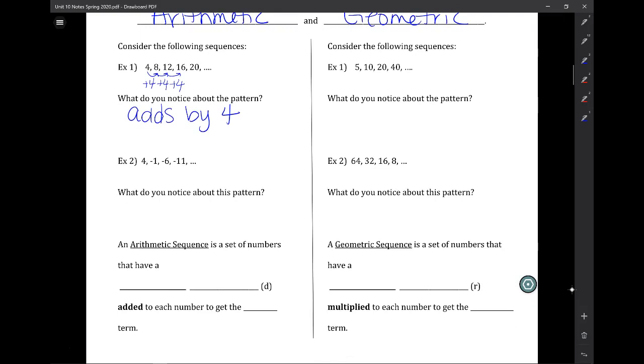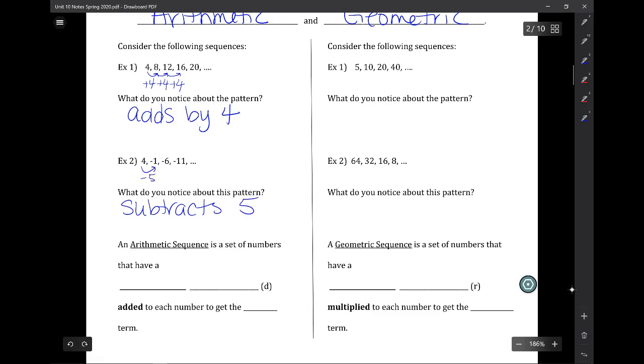Let's take a look at example 2. It also starts at 4, but now I go to -1, -6, -11, and so on. What do you notice about this pattern? What I notice is it is decreasing this time by 5, or you could think of it as subtracting 5.